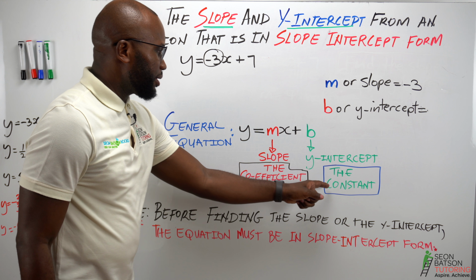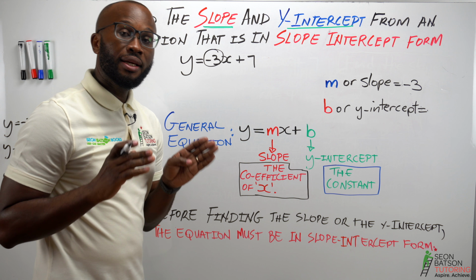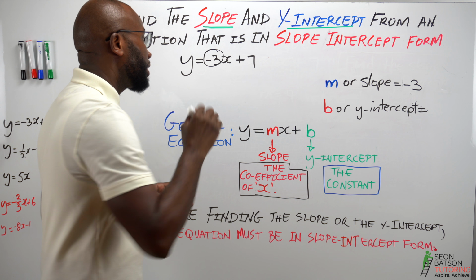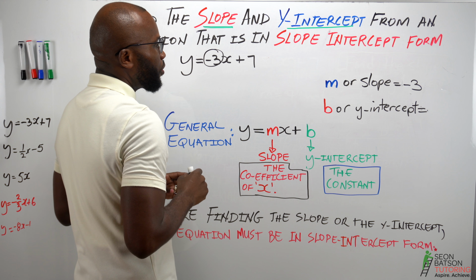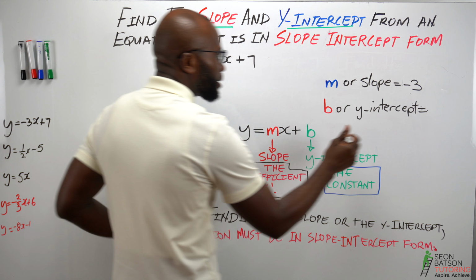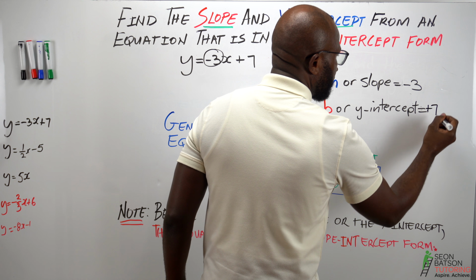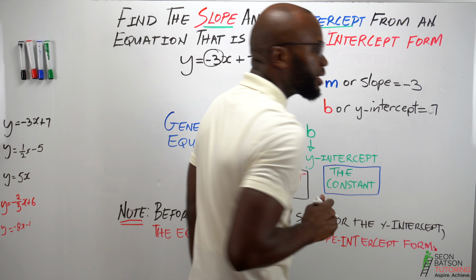And the y-intercept is the constant in the equation. In this example, the constant is positive 7. So our y-intercept, or our b, is positive 7, or you can write just 7.